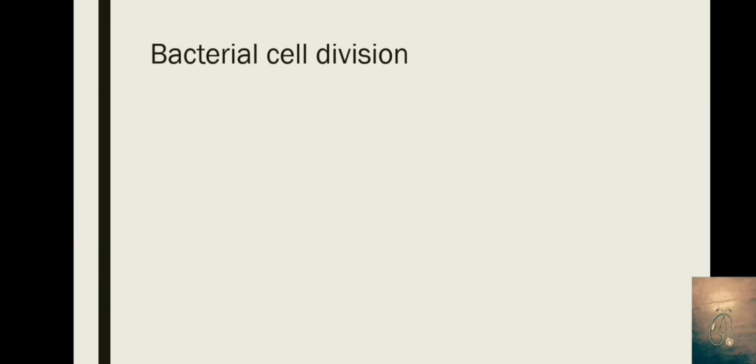And coming to bacterial cell division. Bacterial cell division is not a complex form. It's just a simple form, that is binary fission. It means a single mother bacterium can divide to give two daughter cell bacteria. That's it. In this method, there is nuclear division and cytoplasmic division.